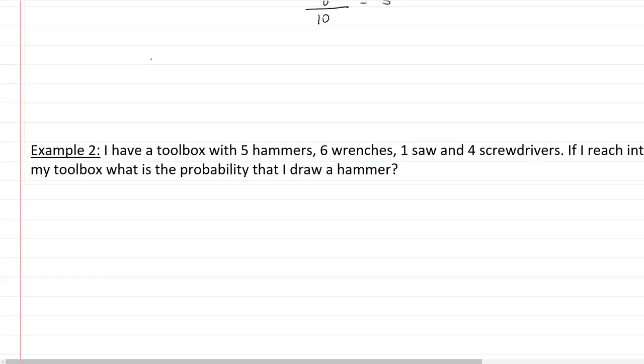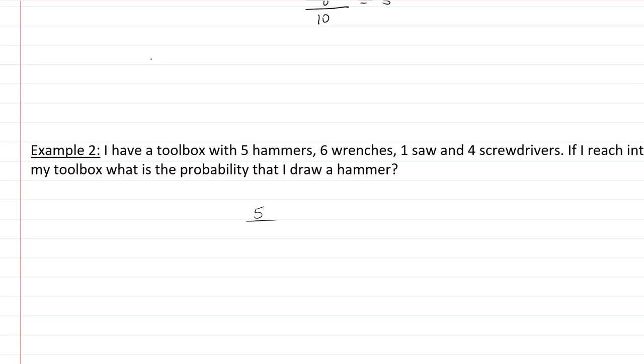Example 2. I have a toolbox with 5 hammers, 6 wrenches, 1 saw, and 4 screwdrivers. If I reach into my toolbox, what is the probability that I draw a hammer? This one is a little more difficult because our denominator is not so clear. The numerator, the number of times an event occurs, would be 5. There are 5 hammers I can draw from my toolbox.